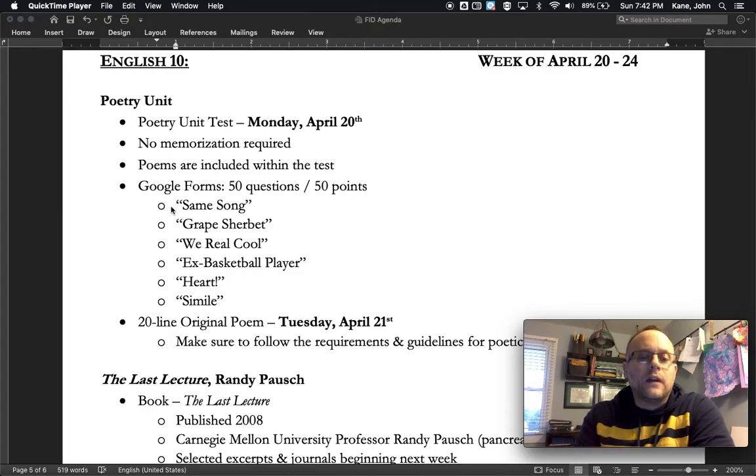So there's taking a look at the content of the poems, but also some of the poetry terminology, various types of rhyme or figurative language like alliteration, hyperbole, that kind of stuff. So that test is for Monday. After Monday, I'm going to lock the test. So if you did not take the test on Monday, you'll have to schedule a time to make that up with me because it won't be available after Monday.